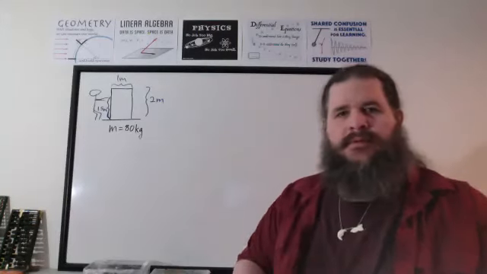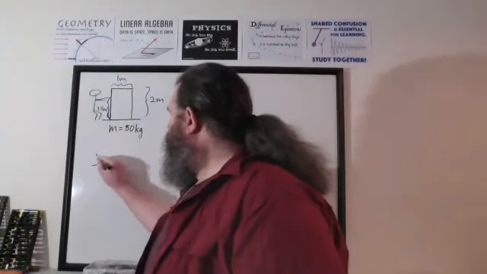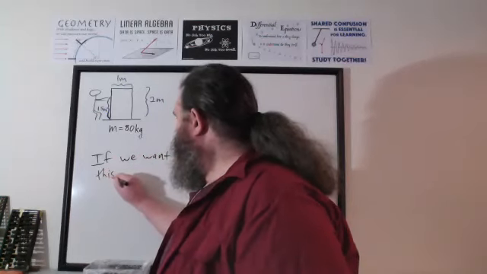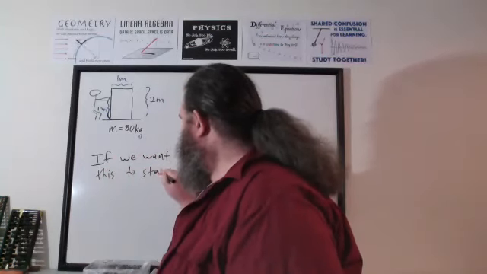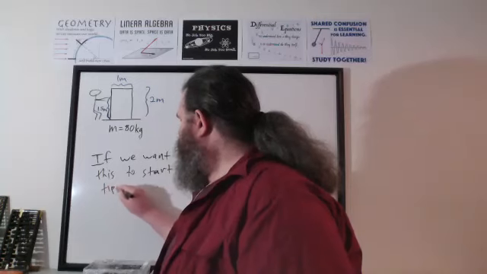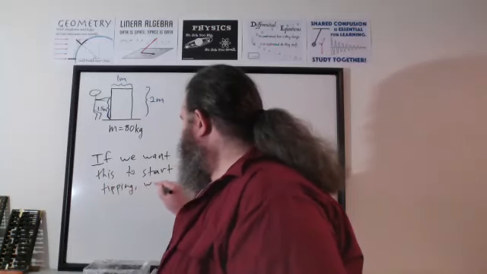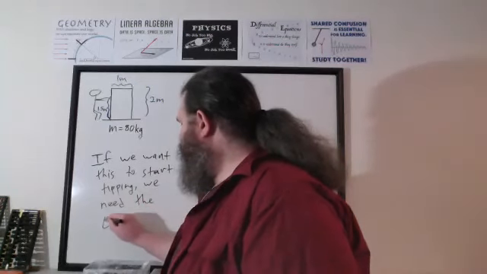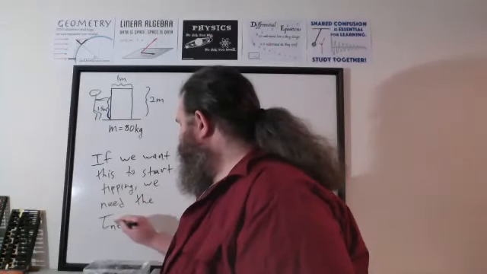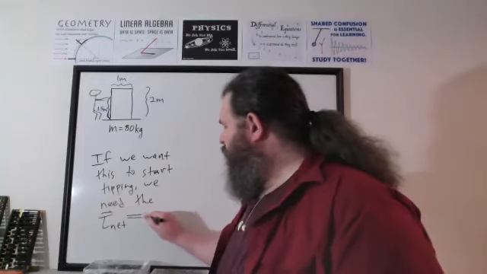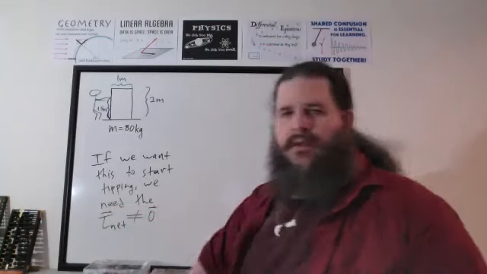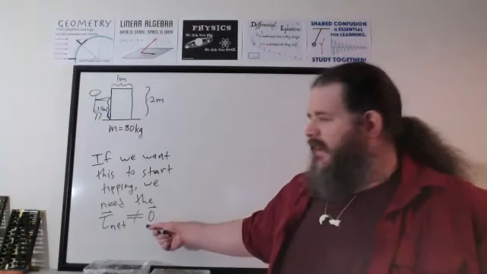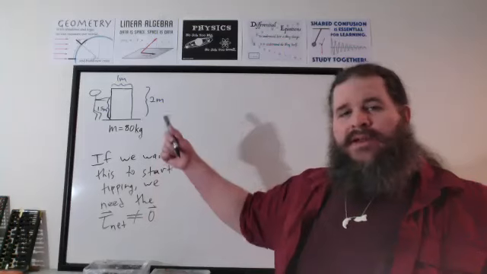There has to be a net torque. Right. If we want this to start tipping, we need a torque. Specifically, we need the net torque to be some value that is not just zero. So we need a non-zero net torque. And since zero is sort of the edge case, if we have anything more than zero, it will start tipping.